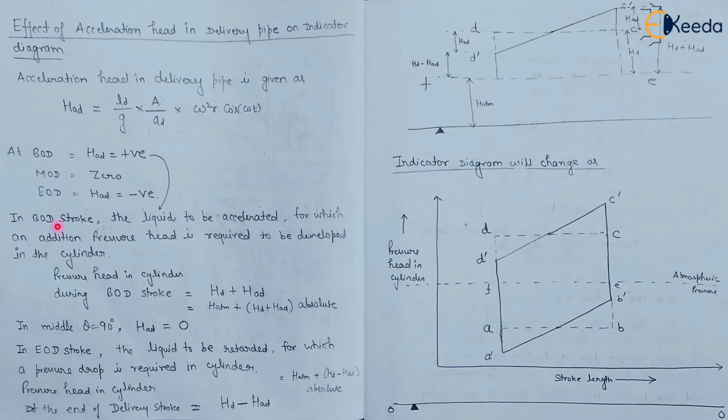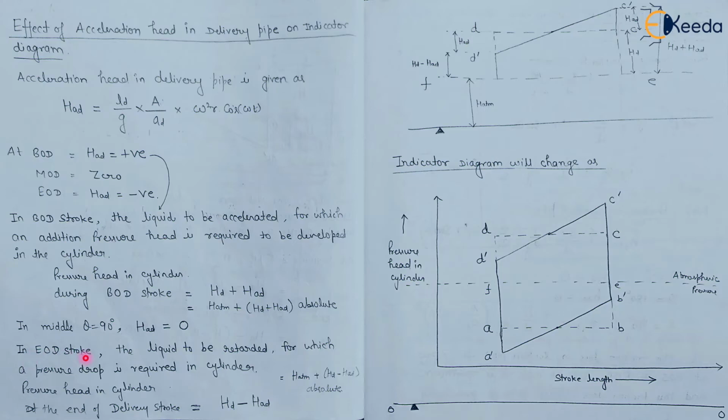Now in the beginning of discharge stroke, the liquid is to be accelerated, for which an additional pressure head is required to be developed in the cylinder. That means this one is the C point that was there. Now this point will be shifted to this point. So this will be the additional pressure head required. So total head will be HD plus HAD. Now in the middle, theta is 90 and you can say it is 0 at this point. So HAD will be 0.